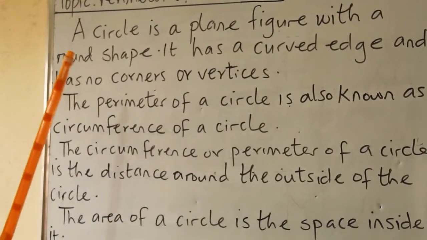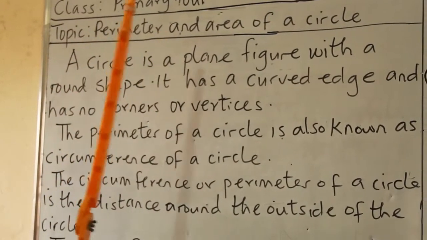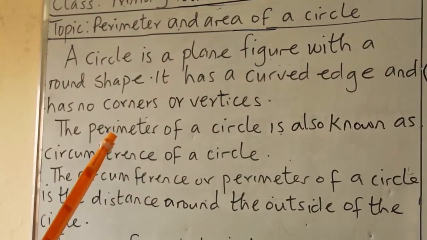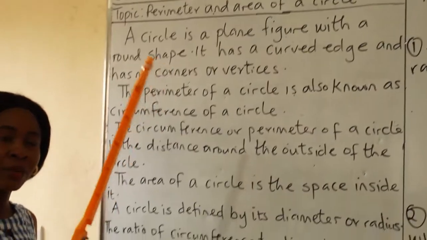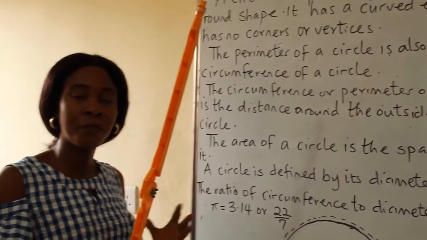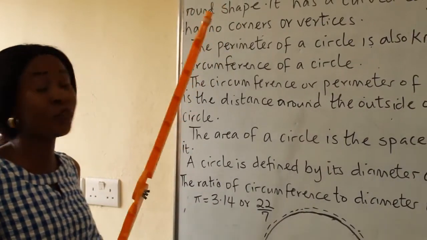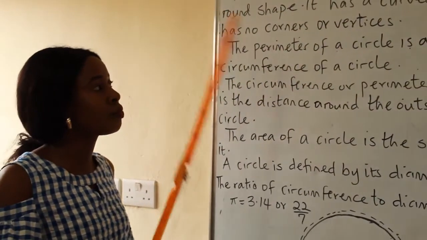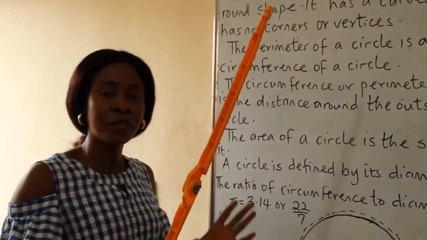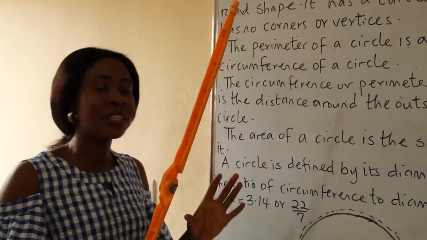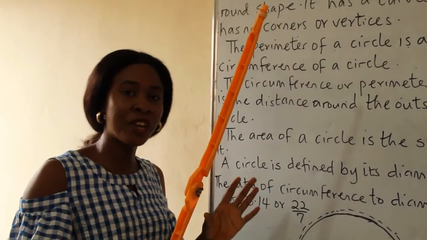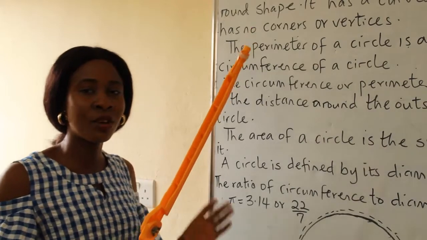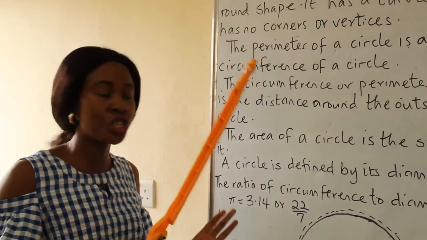Remember that our topic for today is perimeter and area of a circle. In our last lesson, we learned about perimeter of plane shapes, and one of the plane shapes we talked about was a circle. Today we'll be looking at the perimeter of a circle differently because a circle is a special kind of shape.